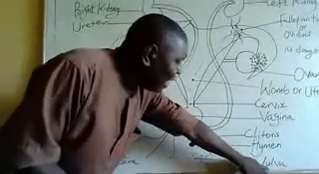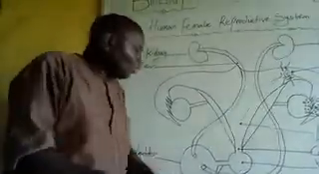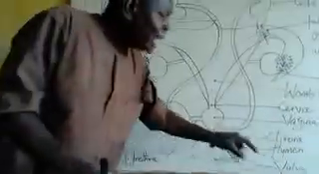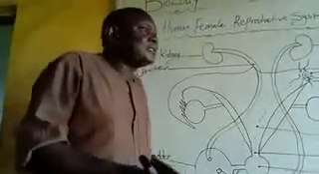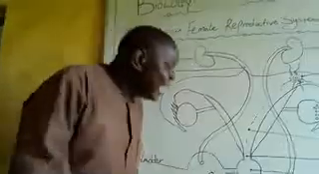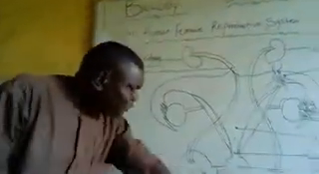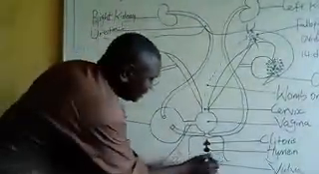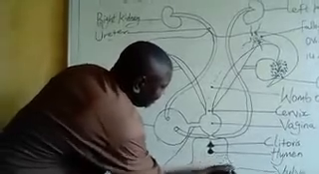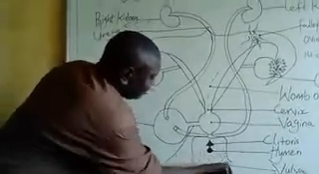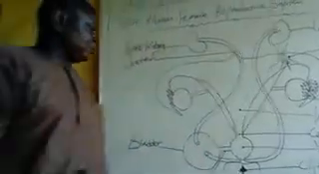Let me go further. We have vulva. Vulva is the name given to the outer part of the vagina, where hairs grow, as you can see. Look at the hairs. The outer part of the vagina where hairs grow.